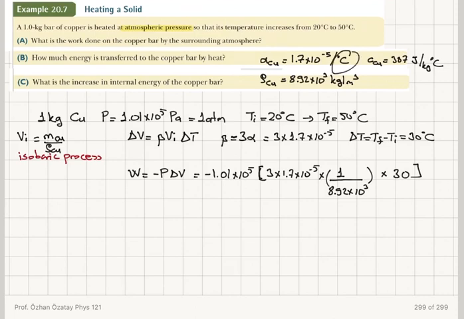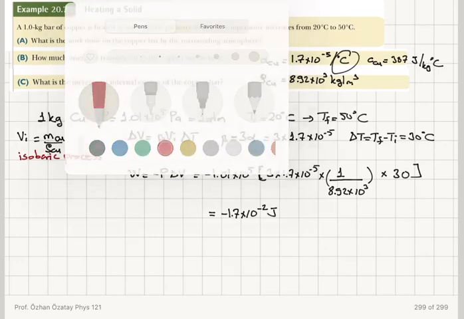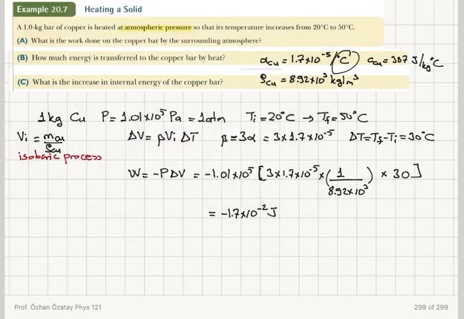So I find that the work done here is going to be minus 1.7 × 10^-2 joules. It's negative because it's expansion. It's actually a thermal expansion going on. Copper is doing work on its environment. So that's the answer to part A.